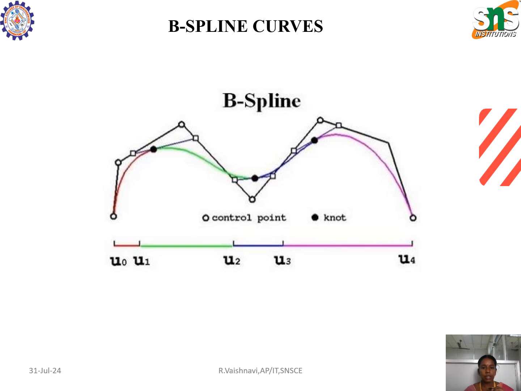Here we have the B-spline curve diagram, that is U0 to U1, and then U1 to U2, and then the control points come under U2 to U3, and then U3 to U4. This dot represents the control point, and the dark black dot represents the knot in the B-spline curve.